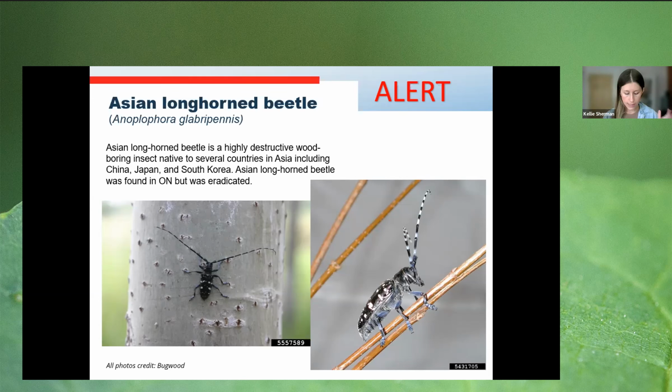In terms of its spread, it could accidentally be transported here in things like shipping containers, wood packaging, pallets, crates, that kind of thing. You'll probably see that as the common denominator for quite a few of these species. And once here, it could be spread long distances through packaging still, or firewood and logs, things like that.